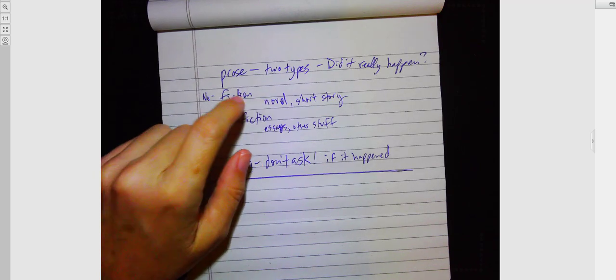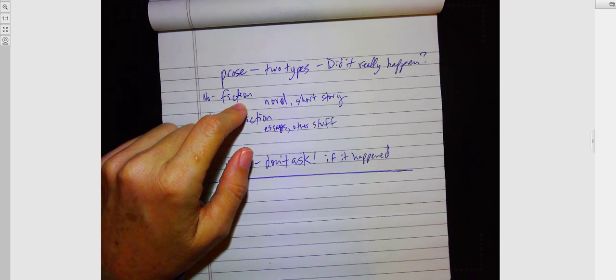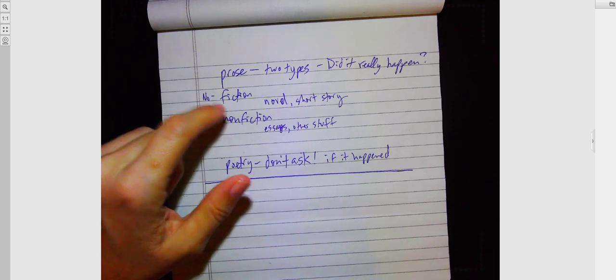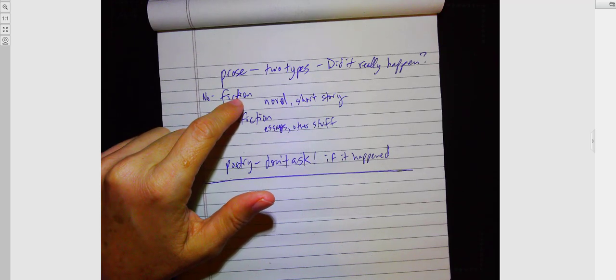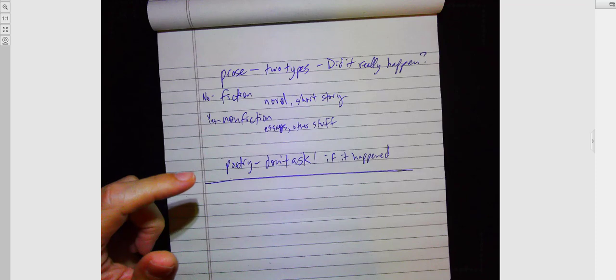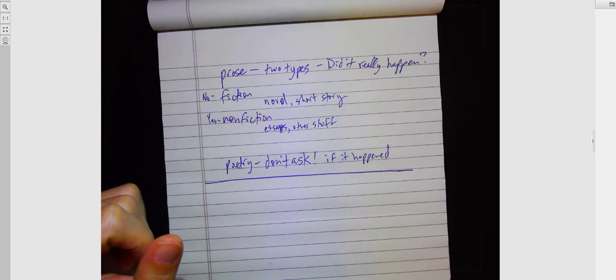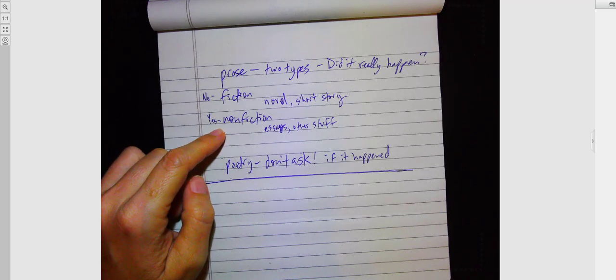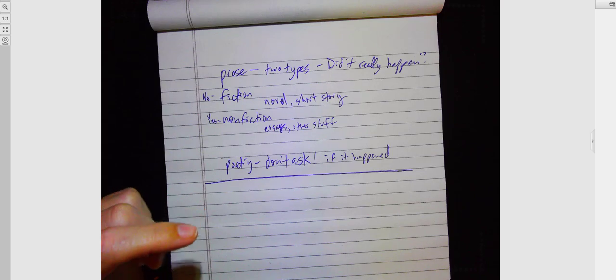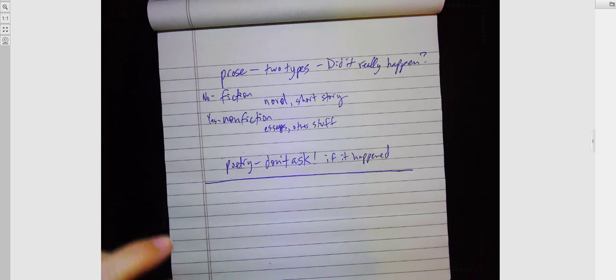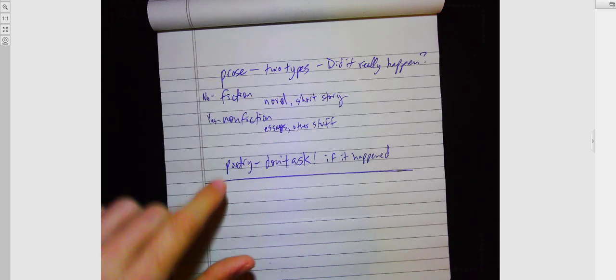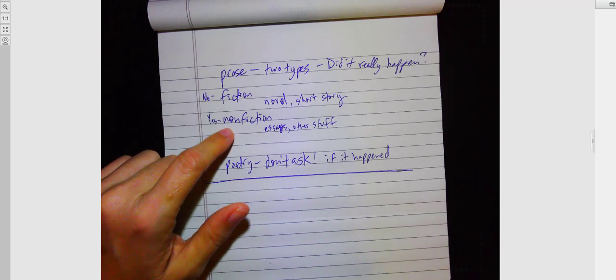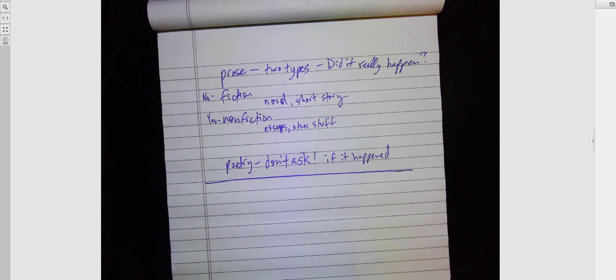The term novel applies to fiction only. It's book-length fiction, and short story is shorter than book-length fiction. People sometimes use the word story more vaguely and apply it also to nonfiction narratives, but in my class I'm going to ask you to be kind of careful to make this distinction and say that short stories are fiction, and when we talk about short nonfiction, we will call them essays.